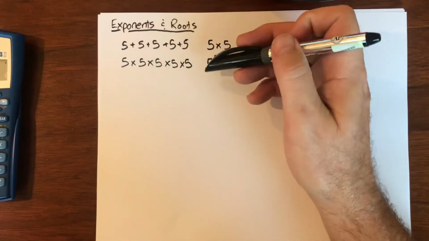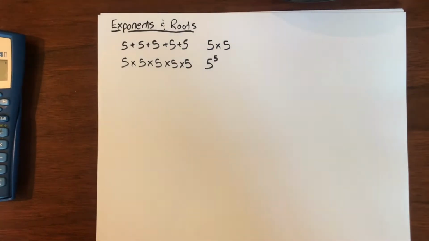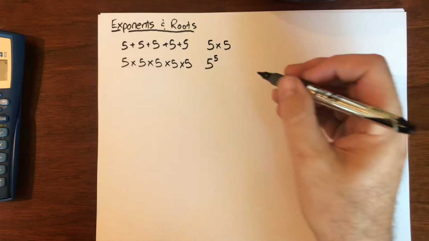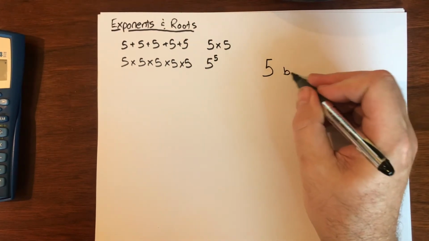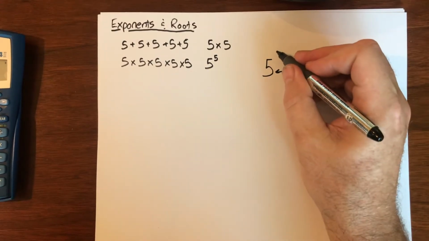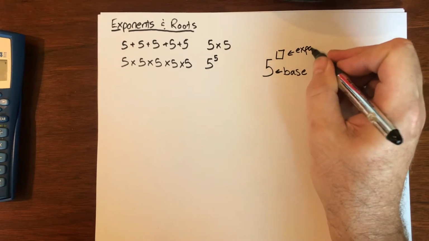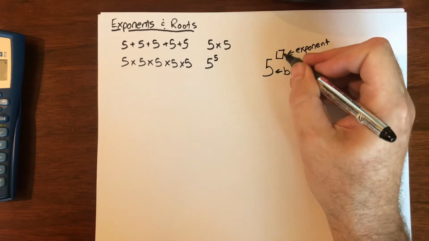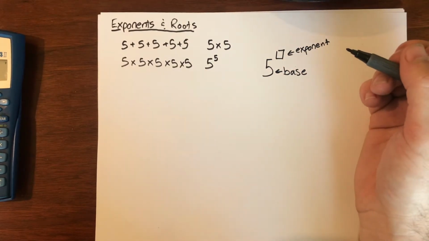They make you multiply the number at the bottom. Let's give that a name. The number at the bottom, in this case it was 5, is known as the base. The exponent sits right here, floating up, always on the right side of the base.